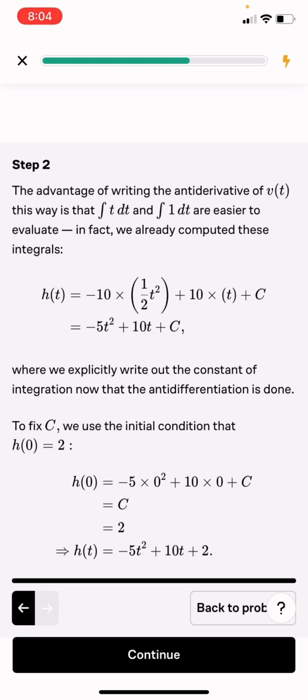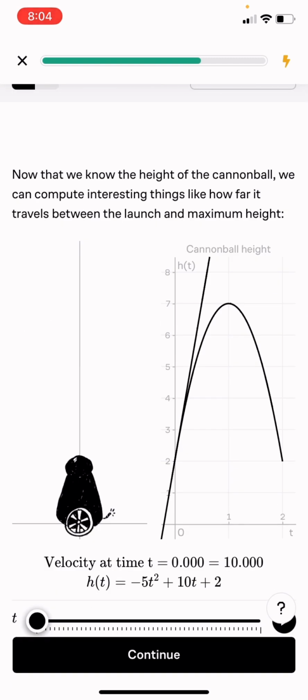h(t) equals negative 10 times 1 over 2 t squared plus 10 times t plus C, which equals negative 5t squared plus 10t plus C, where we explicitly write out the constant of integration now that the antidifferentiation is done. To fix C, we can use the initial condition that h(0) equals 2. And then C is 2, and that's how we do that.